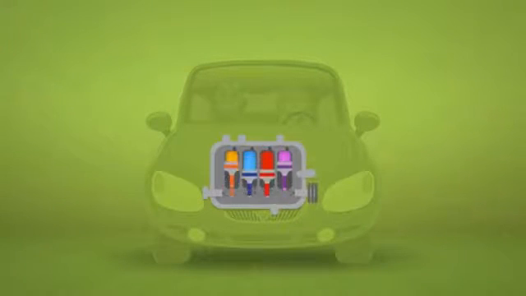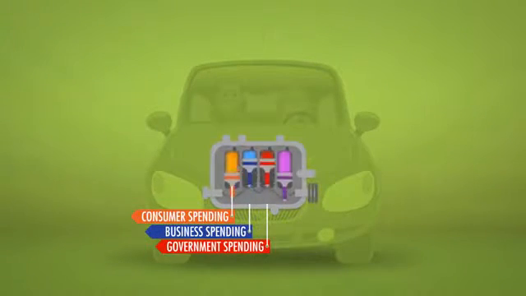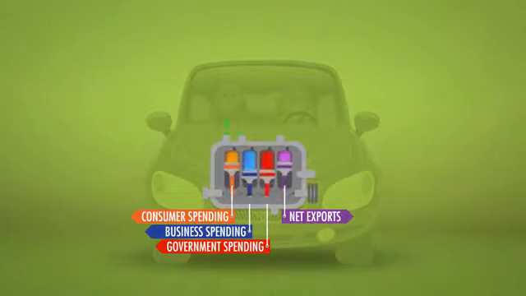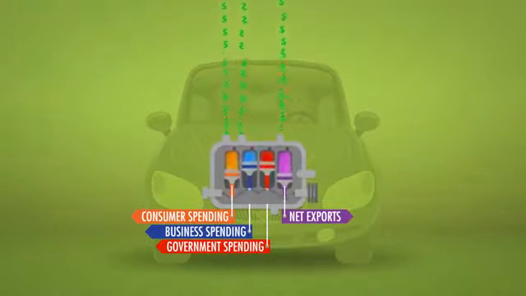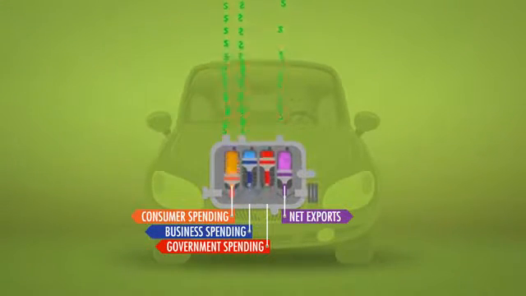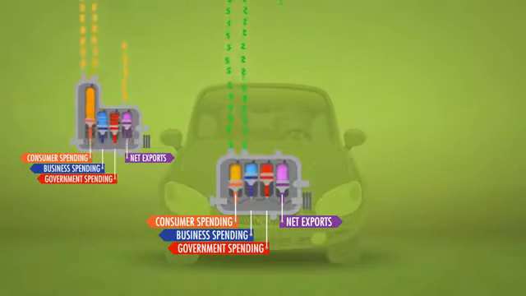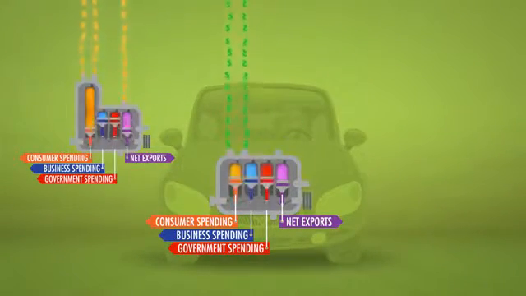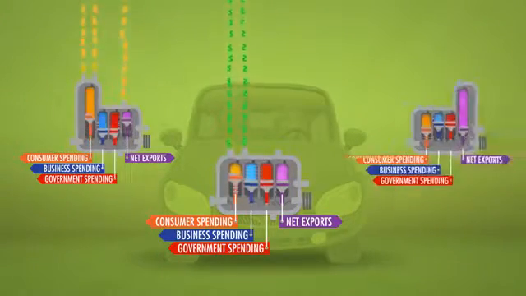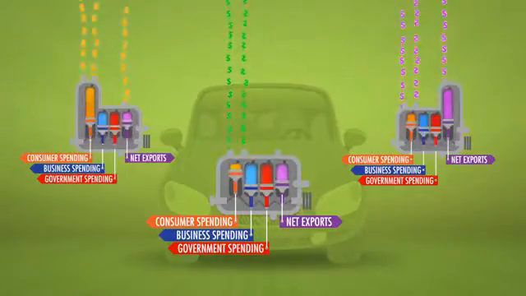Each represents a different group that can purchase things in the economy. They're consumer spending, business spending, which is called investment, government spending, and net exports, which is basically spending by other countries. If any one of these components loses power, the economy will slow down, but not all of them are created equal. Most economies rely heavily on consumer spending. For example, in the US, consumers account for about 70% of GDP, but other countries might rely more heavily on exports. The point is, changes in these four components change the speed of the economy.